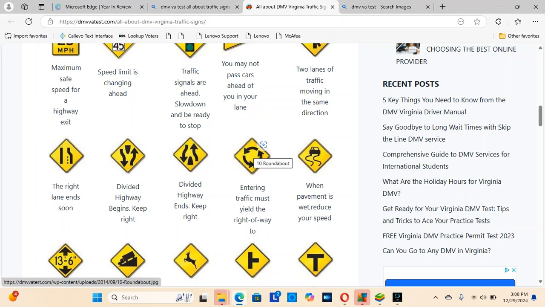When you see this sign of entering traffic, you must yield the right of way to the traffic that's already in the circle. That means when you see a rotary sign like this, there's traffic inside of the rotary. You have to wait until there's a break before you can get into the circle and go where you need to go. This sign here, you'll see when the pavement is wet, and you have to reduce your speed because it's going to be very slippery.